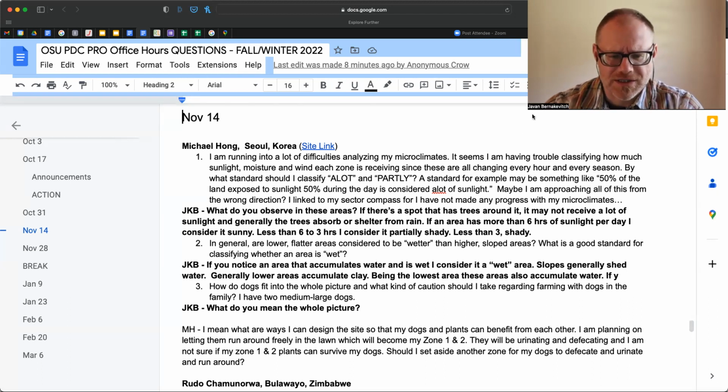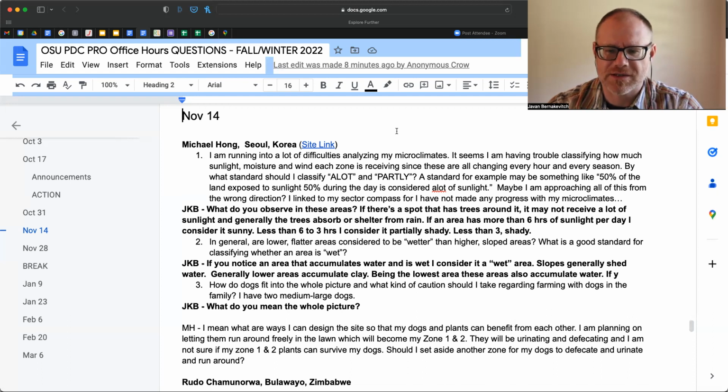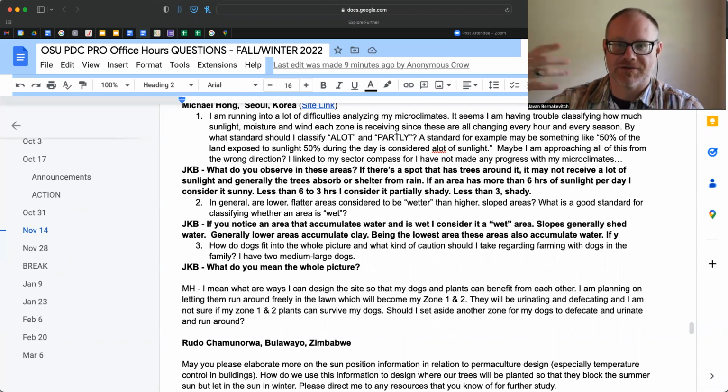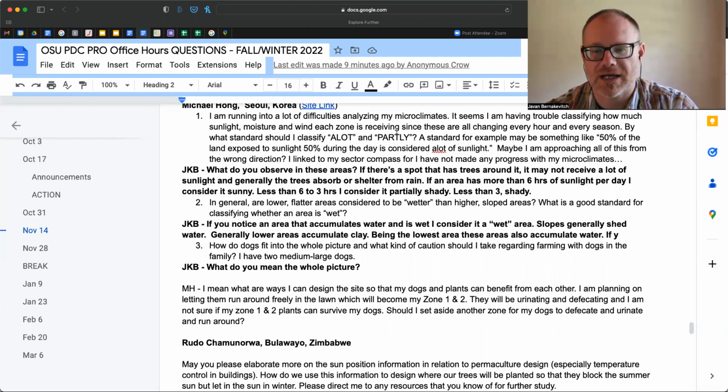You've got 2 other questions here. In general, are lower flat areas considered to be wetter? Yeah, I think I covered that in terms of why that is. What's a good standard for classifying whether an area is wet? Generally, if it holds water and is a bit marshy during pretty simple rains, or if it's marshy all the time because of either a high water table or drainage that comes into it, that's what I'm calling wet low-lying areas. Or if it is indeed a wetland, an entirely different biome and ecology, I tend to call that a wetland outside of just wet.